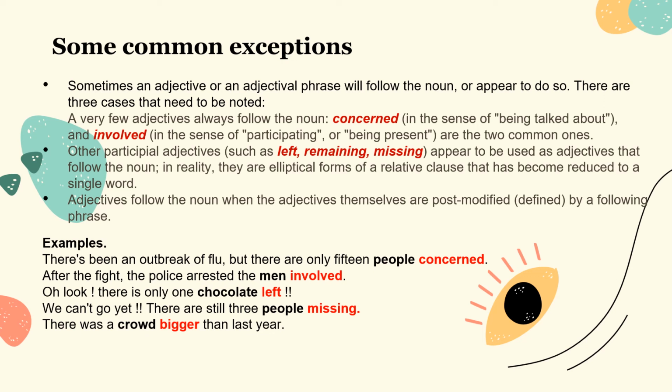Adjectives follow the noun when the adjectives themselves are post-modified, defined by a following phrase. Examples: there has been an outbreak of flu, but there are only 15 people concerned. After the fight, the police arrested the man involved. Oh look, there is only one chocolate left. We can't cook yet. There are still 3 people missing. There was a crowd bigger than last year.